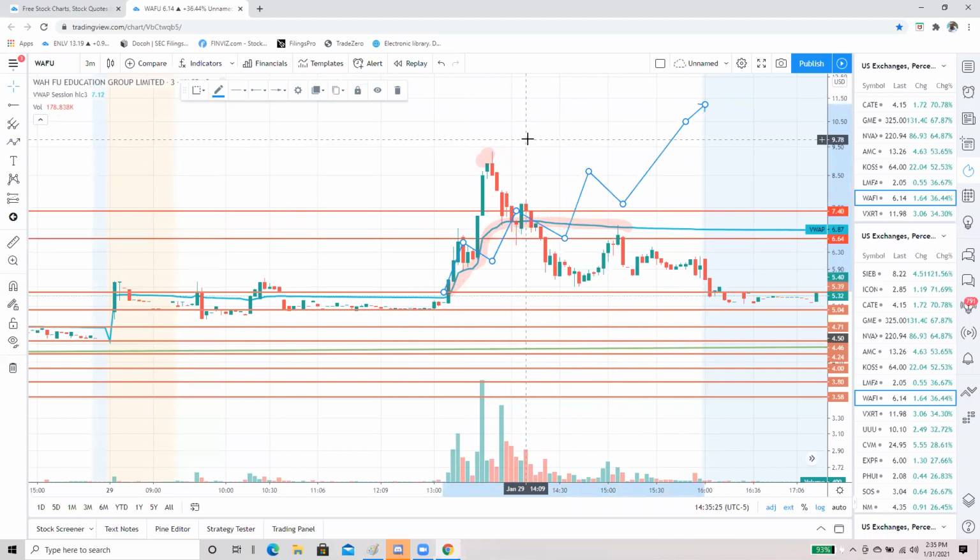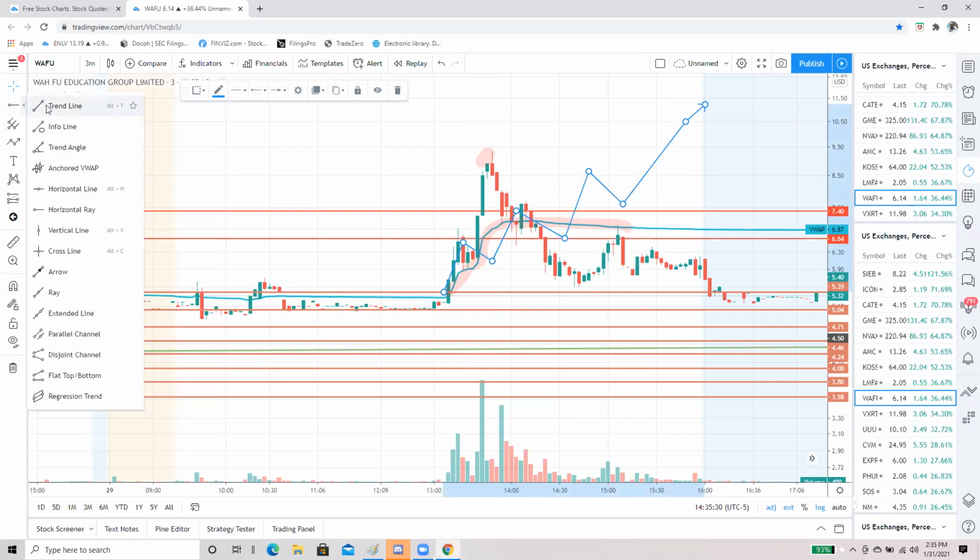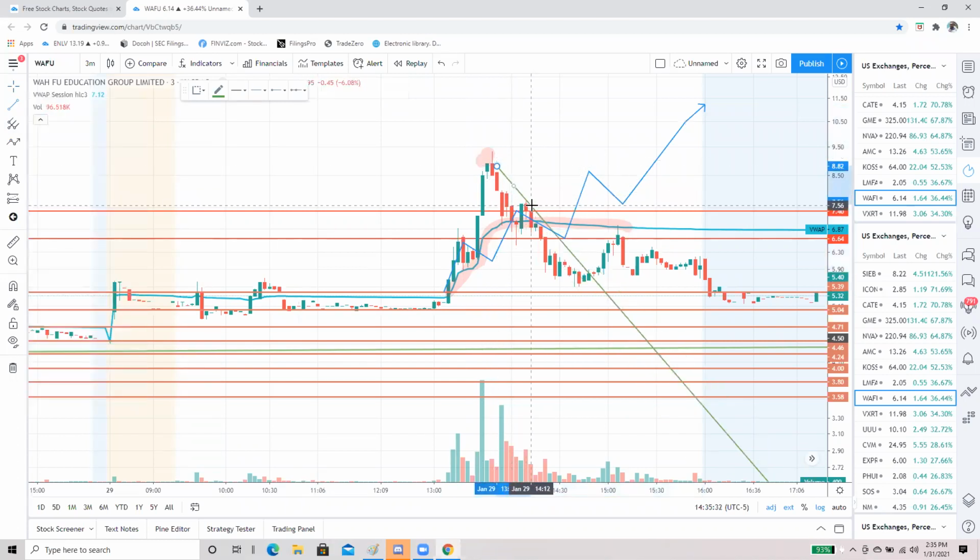Give me a trend line. Give me something. I don't see a trend line here. I see a nice downtrend, right? I see a beautiful downtrend line, but these are stuff that I avoid.